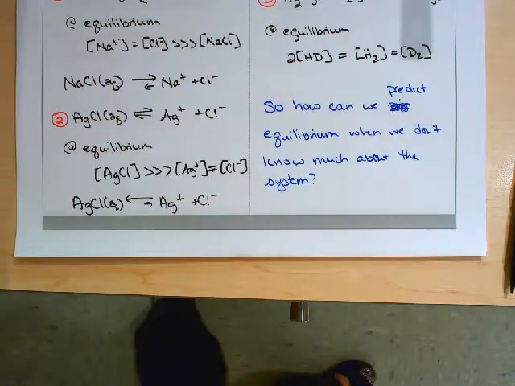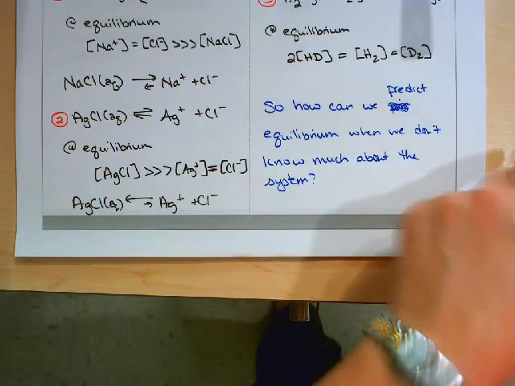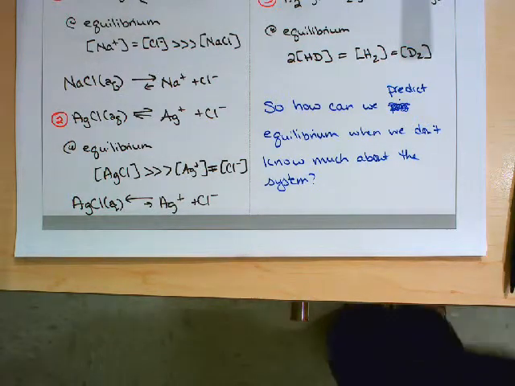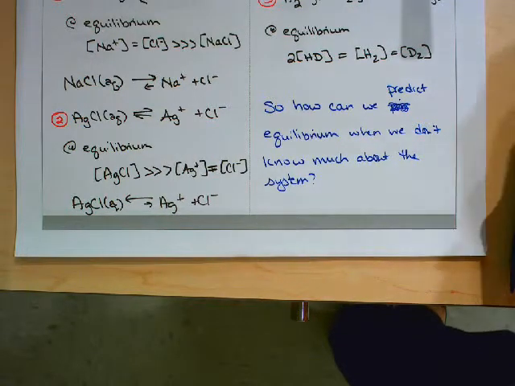So the question is, how can we predict equilibrium, the direction of equilibrium, when we don't know off the top of our head how the system's going to react? Right? In the first two, you knew stuff about solubility, so you make a good prediction.